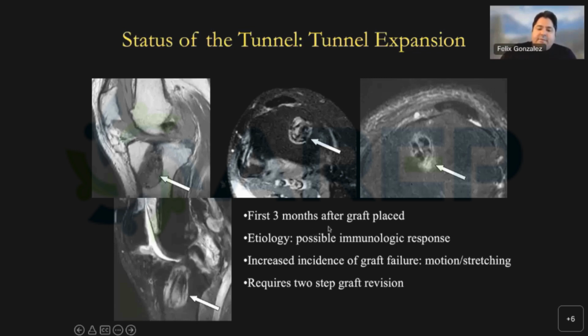In the first 3 months after a graft is placed, it can happen. The etiology is probably immunologically related. There's a high incidence of graft failure with motion and stretching, and it will require a two-step graft revision. So I always measure the size of the tunnel, and if it is definitely more than 2 centimeters, it's too wide. If it's in that gray zone between 1.5 and 2 centimeters, I describe it as on the upper high limits of normal, and then the surgeon will have to determine if he needs a two-stage repair procedure.